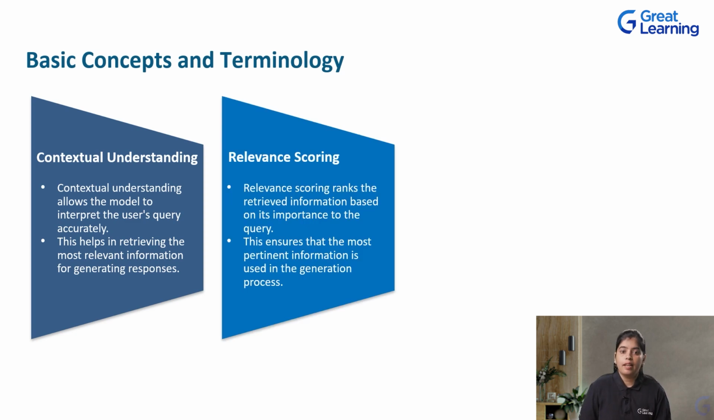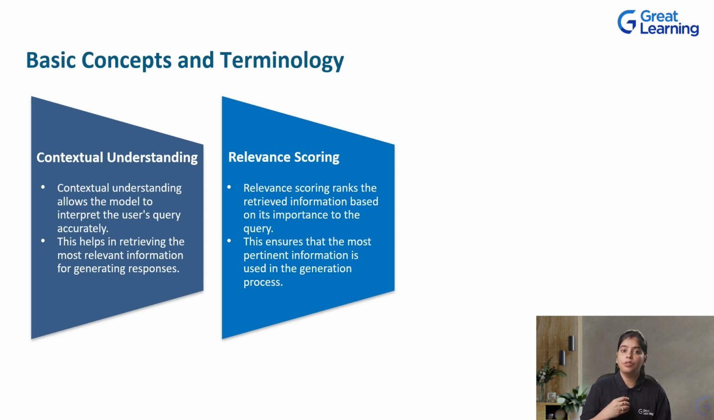Next comes relevance scoring. Now what is it? Relevance scoring ranks the retrieved information based on its importance to the query. This ensures that the most pertinent information is used in the generation process.